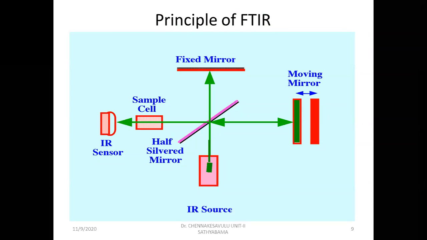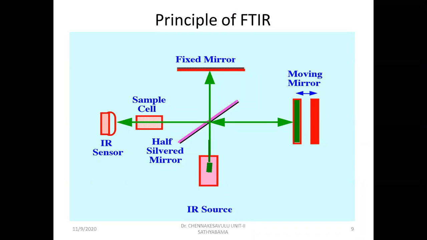Now we know the selection rule and basic principle of IR spectroscopy. Here we have written FTIR, Fourier transform infrared spectroscopy. Why FT was written, let us see in the next slide. First, the IR source will be there and the sample cell will be there.